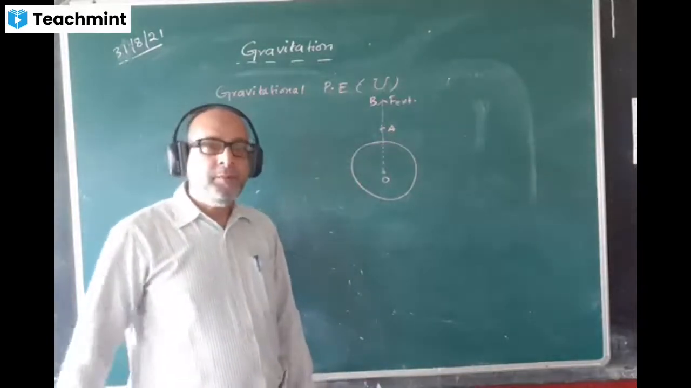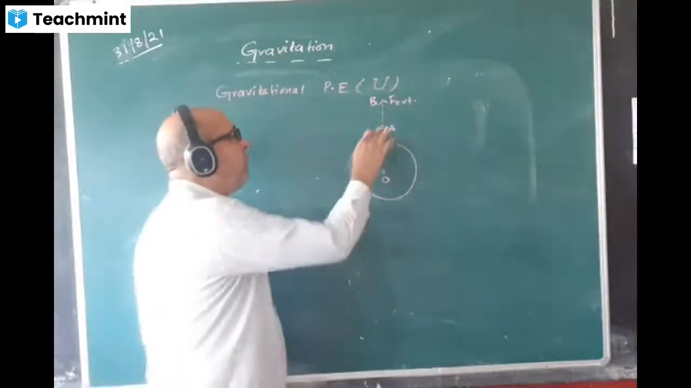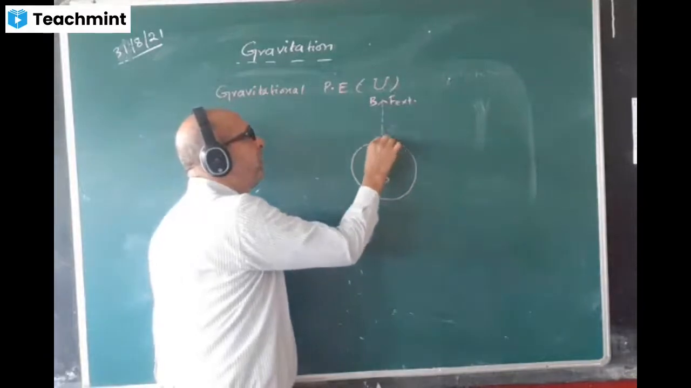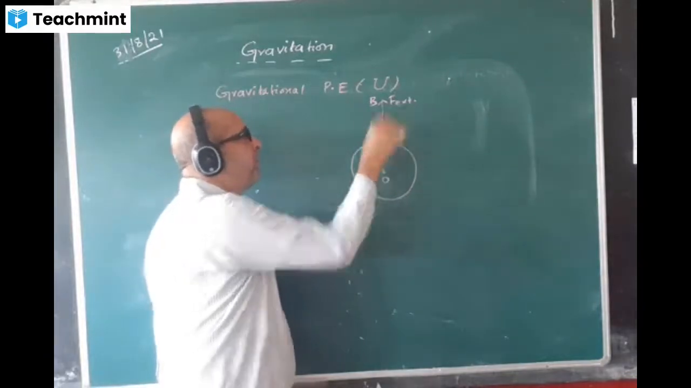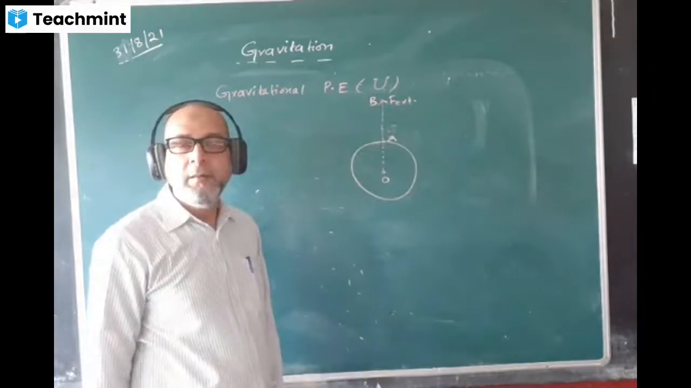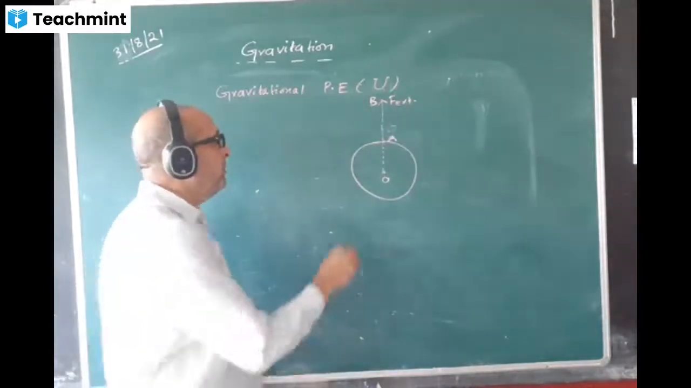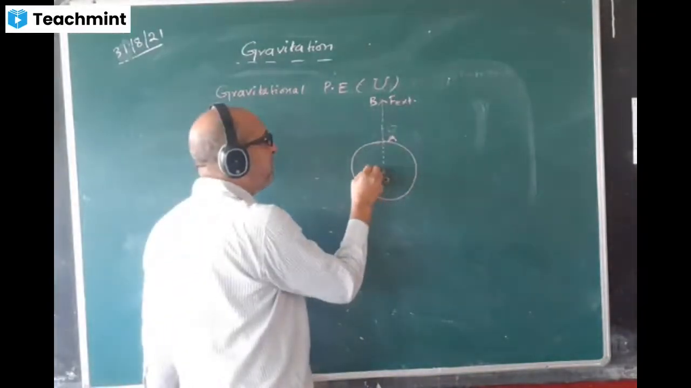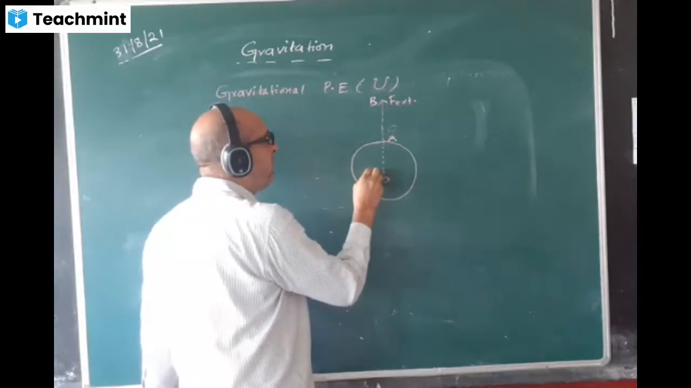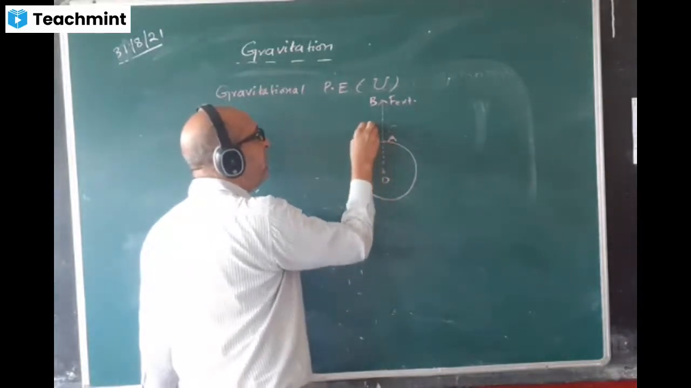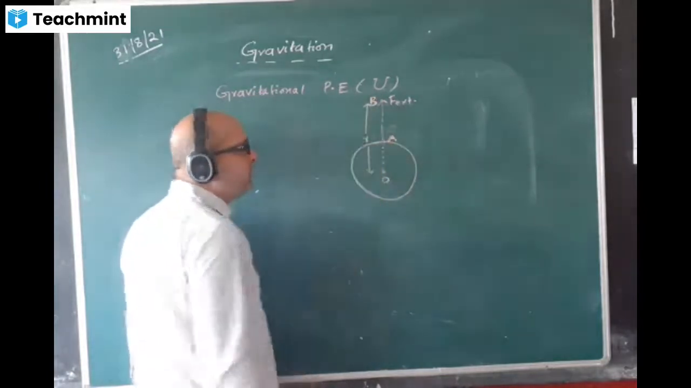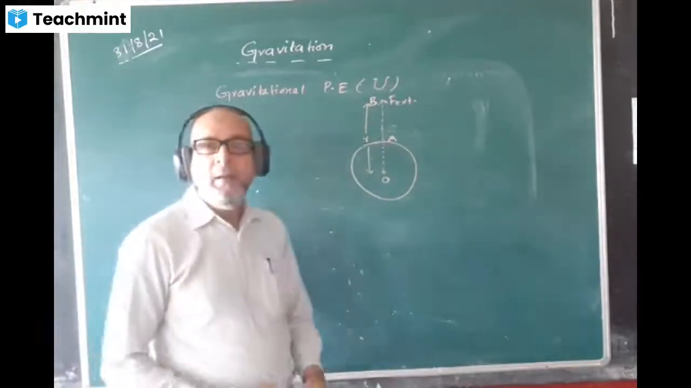Now write down. Point A is on the surface of the Earth. From here, we are moving it to the point B. Now this distance I'll take from here to here. The distance is small r. Total distance is r to the point B.